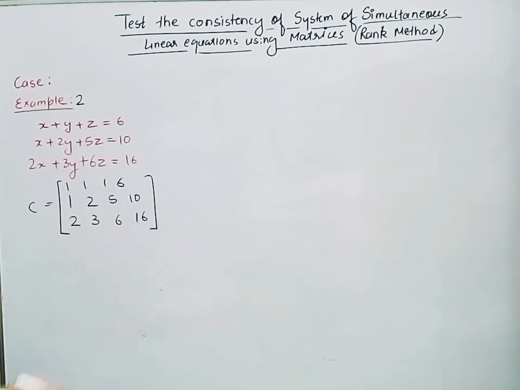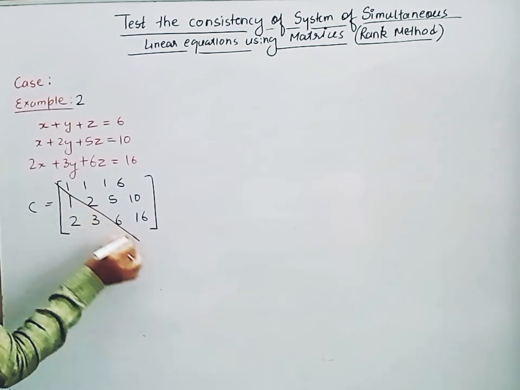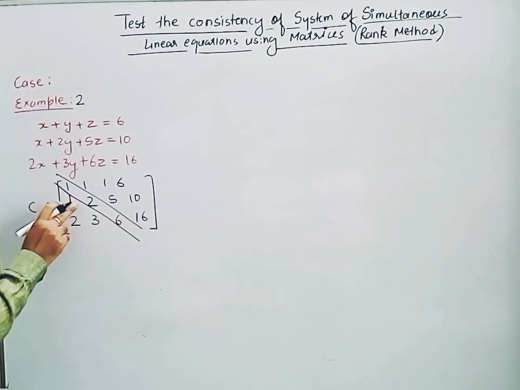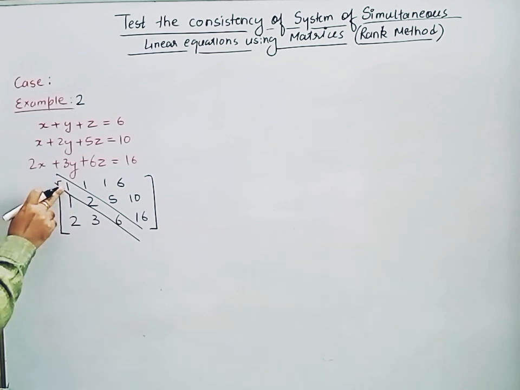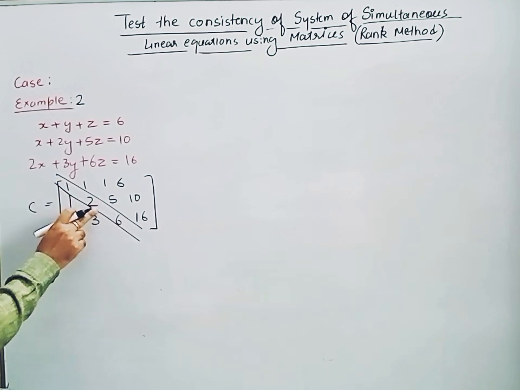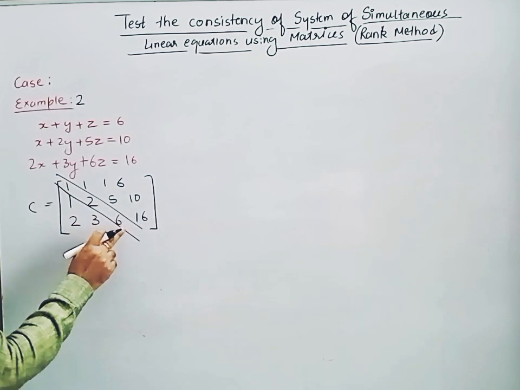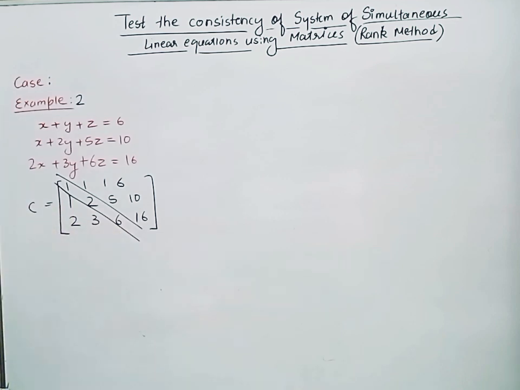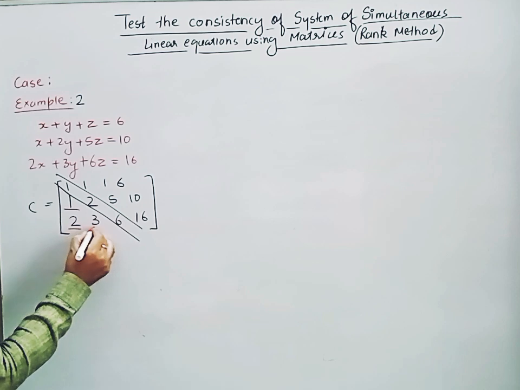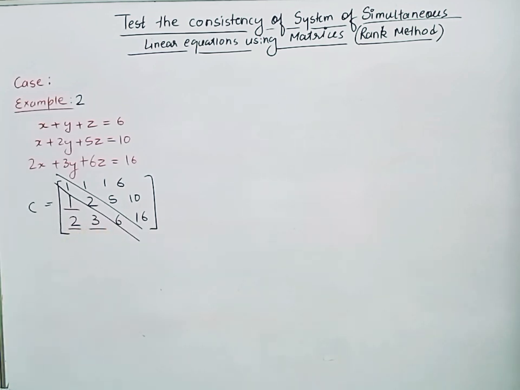For that, we need to identify the diagonal. So this is the diagonal. The elements with same indices 1, 1, first row, first column, 2, 2, second row, second column, and 3, 3, third row, third column. And below this, we need to convert all the elements as 0. So we need to convert this as 0, this as 0, and this as 0. So let us start doing this.